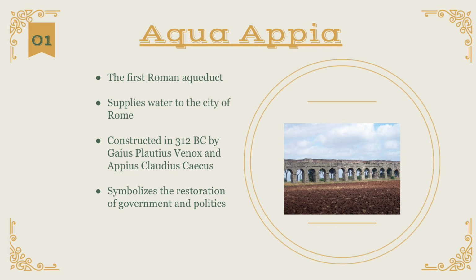The Aqua Appia establishes a profound connection with the overarching theme of restoration, as its inception not only signifies the restoration of a vital water supply, but also serves as a symbolic representation of the broader restoration of government and political structures.